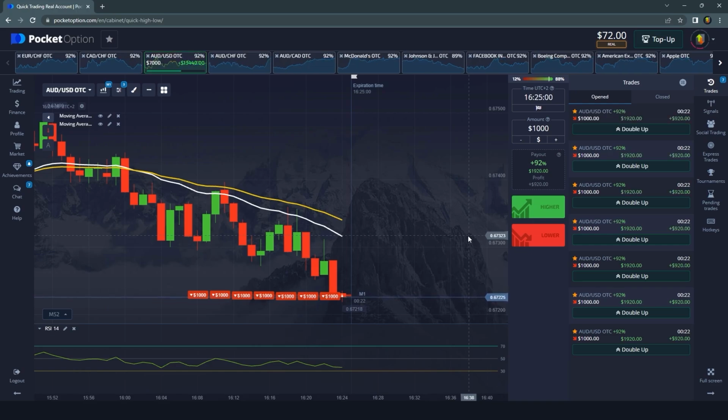Don't forget to check payout levels regularly, as they might decrease over time.